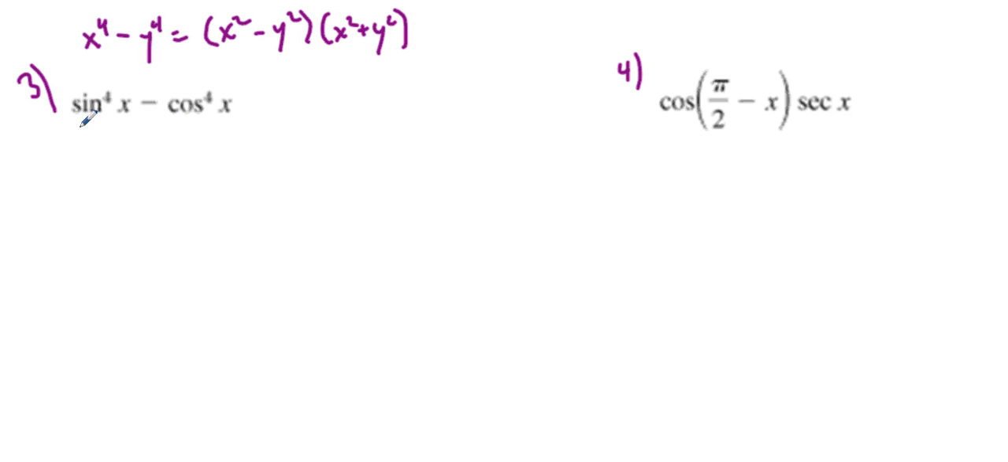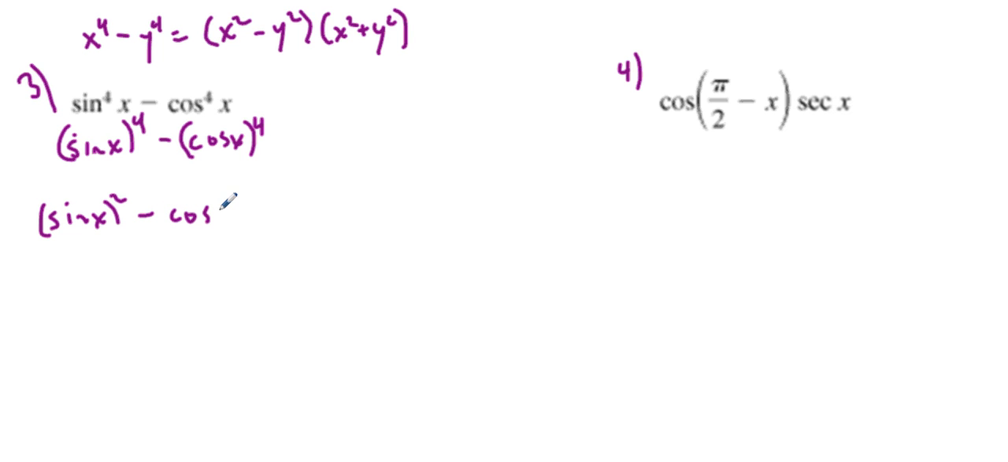In trigonometry I'm going to do the same thing, but now we have sine and cosine. This 4 means it's going to be sine of x to the 4th power minus cosine of x to the 4th power. So now we're going to take the sine and cosine: sine of x, that quantity squared, minus cosine of x, that quantity squared. We're completing the difference of squares right here.